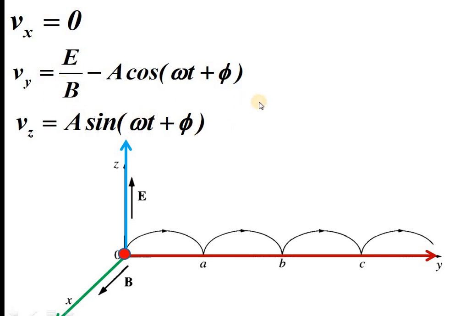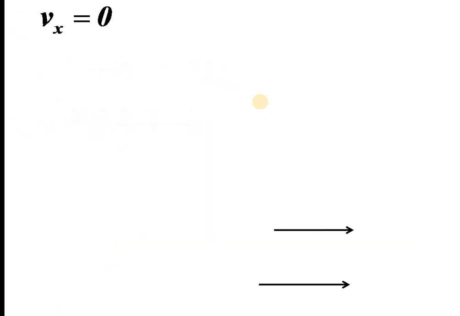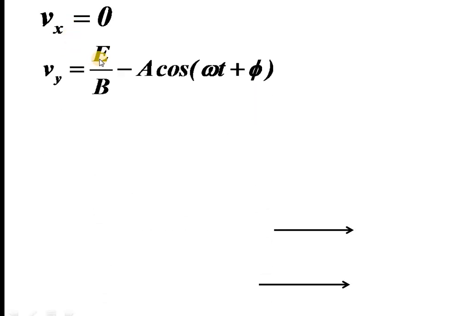From these equations, we cannot conclude that it is a cycloidal motion, but by getting the values of x, y, and z, we can prove that it is a cycloidal motion. Let us see how this is done. Initially, we have vx equal to 0, and vy equal to E by B minus A cos(omega t plus phi), and vz equal to A sin(omega t plus phi).